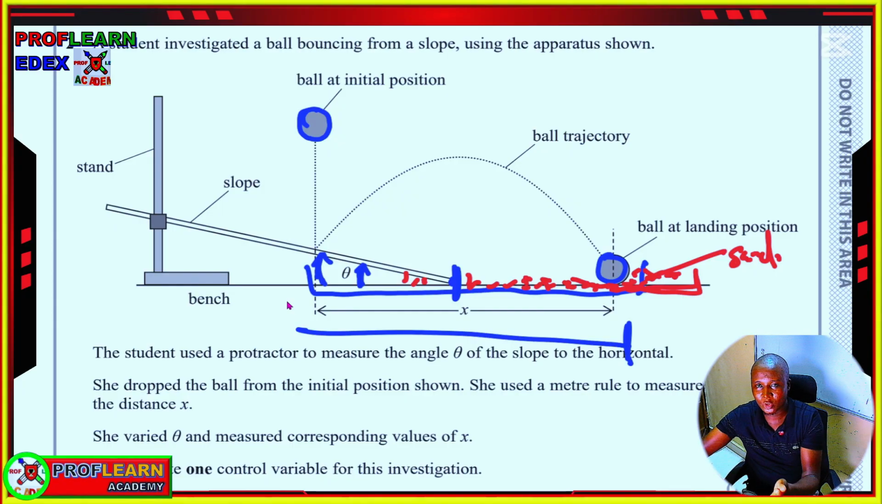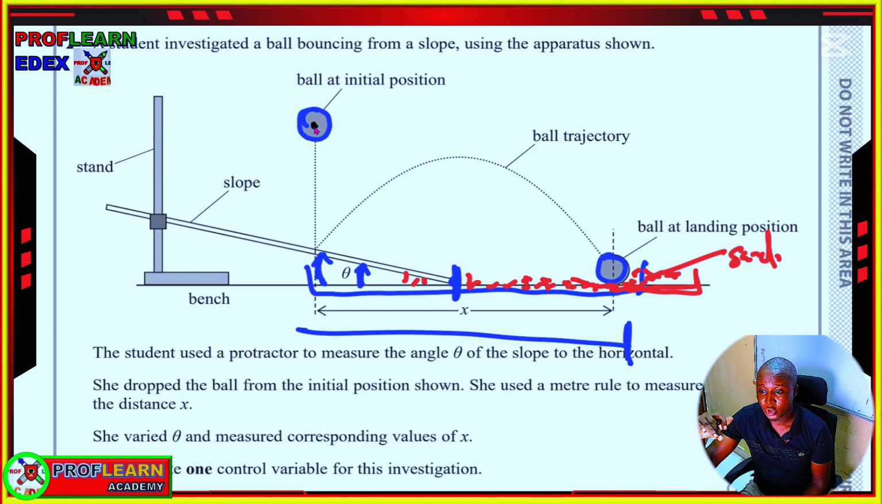So what should be controlled? We can control the type of ball you are using, because if you use a different ball, it may bounce at a higher rate. So to ensure that we don't affect these values, we have to ensure that the type of ball used is the same. Also, we can talk of the point from where the ball is being dropped.